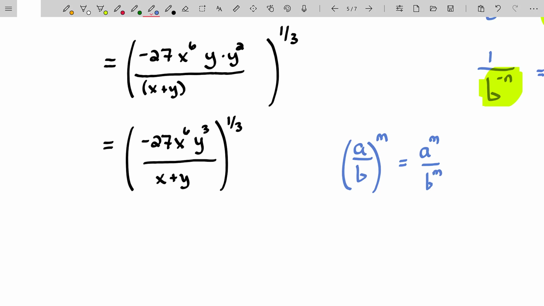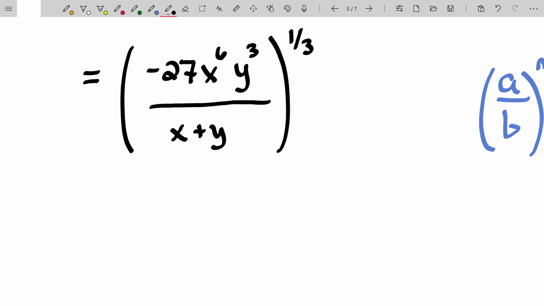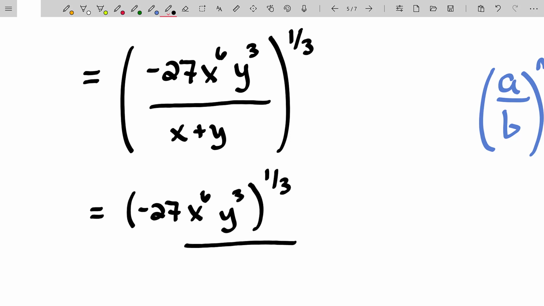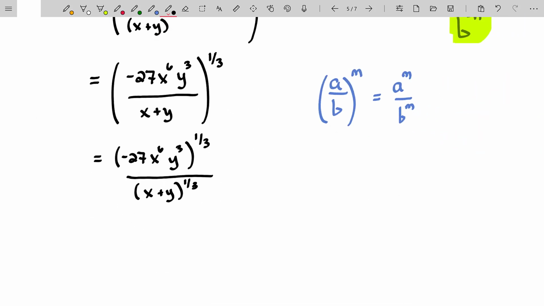So we're going to go ahead and take a baby step here. A lot of people do this all at once. I'm just kind of reminding you of stuff, so I'm taking my time. So this will be a negative 27, x to the 6th, y to the 3rd, raised to the 1/3. And downstairs, you have an x plus y in a quantity raised to the 1/3. Nothing huge there. And now we'll go ahead and do one more law of exponents.